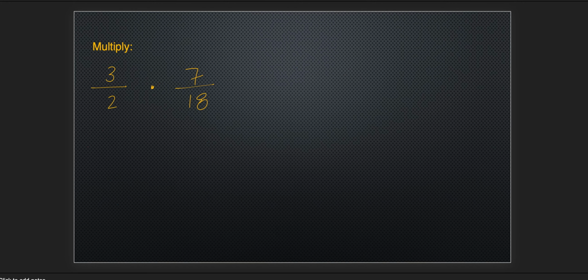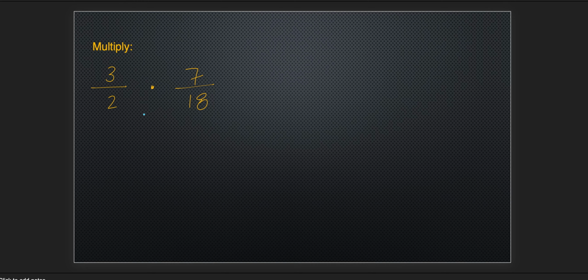Now multiplying fractions. Alright, so there's 2 ways to do it really. You can multiply fractions straight across and write down what you have and then simplify that in the end, but a lot of times that is a lot of work to simplify.